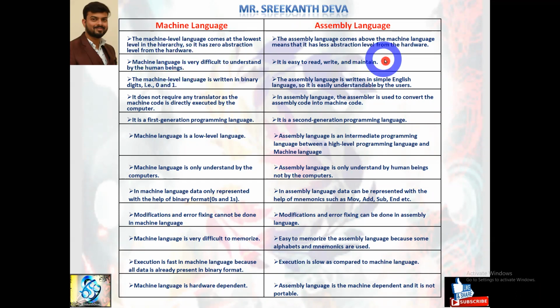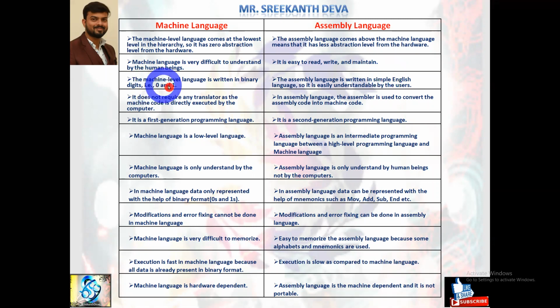That is completely taken care of by the human only. But assembly language is easy to read, write and maintain, because here one language translator is there, that is called an assembler. The assembler is responsible for converting this intermediary language into machine code. Here the intermediary language is called assembly language, that is generally represented by mnemonics or short codes.